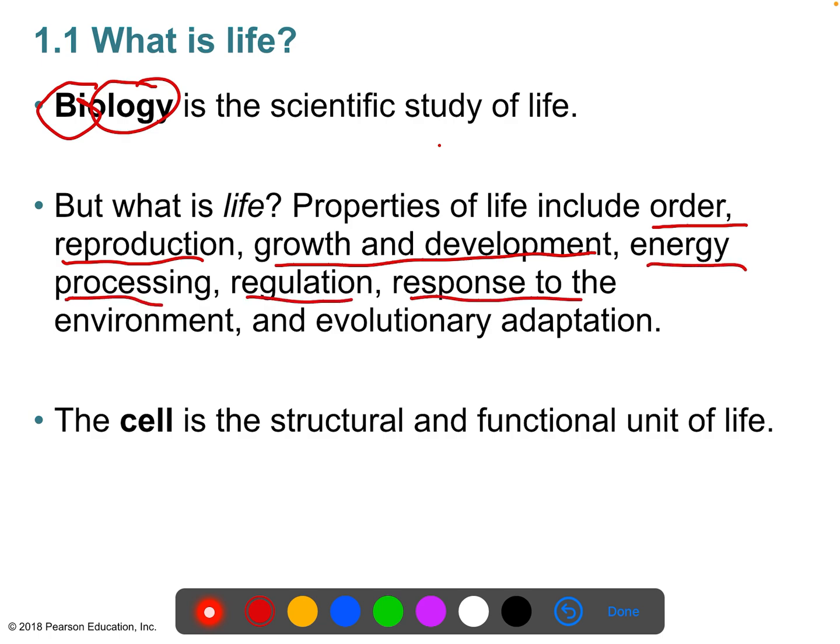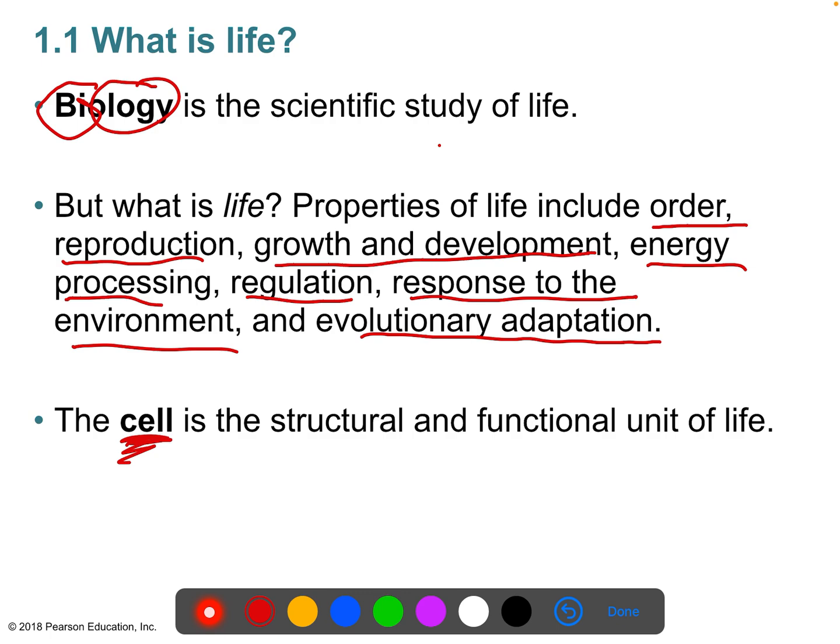So I'll highlight them here first, including order, reproduction, growth and development, energy processing, regulation, response to the environment, and evolutionary adaptation. And let's add one more to that. In addition to all those characteristics that we mentioned above, all living things are made of cells.